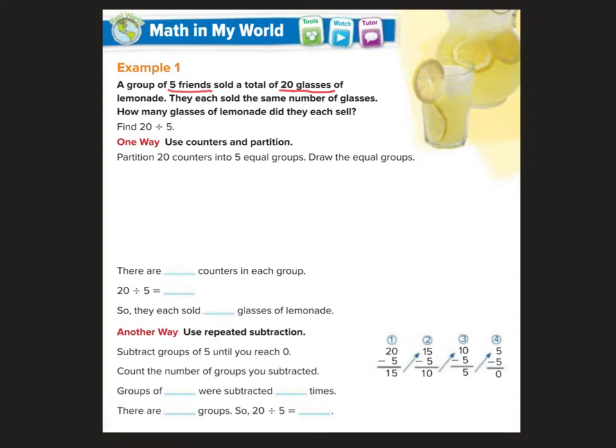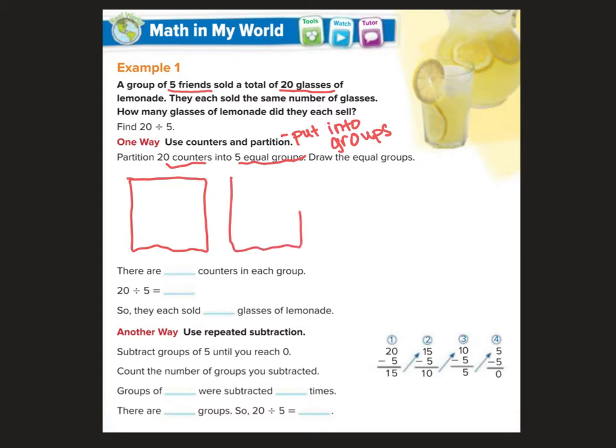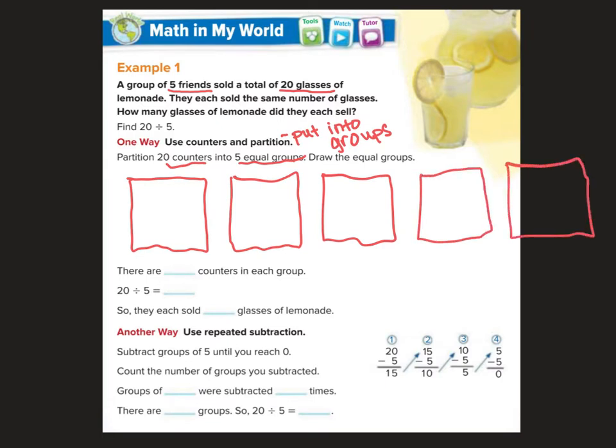So we need to divide 20 among 5 friends. One way is we could use counters and partition, which means put them into groups. A partition is just a fancy word for put them into groups. So if I have 20 counters and I need to put them into 5 equal groups, I'm going to draw a picture. So I need 5 groups: 1, 2, 3, 4, 5. And I have 20 counters.